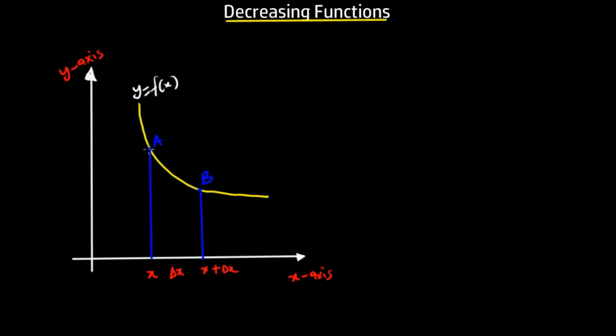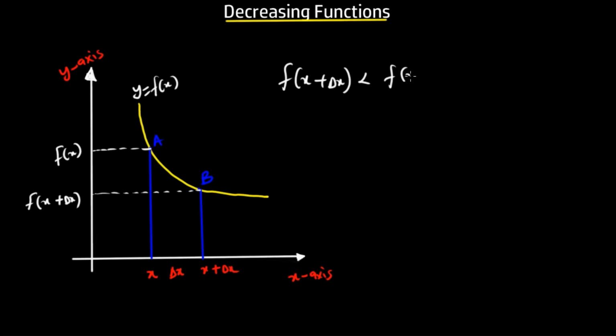So for point A, I have the corresponding value of y to be this, which is f of x. And for point B, I have the corresponding value of y, which is f of x plus dx. So from this graph, we're able to see that with a small change, as x moves to the right hand side, our value of y decreases. So we can have that f of x plus dx is less than f of x.